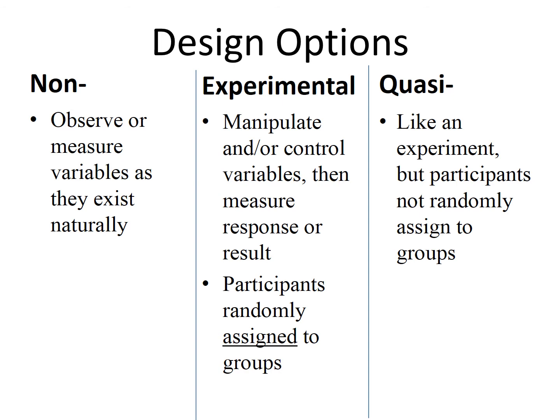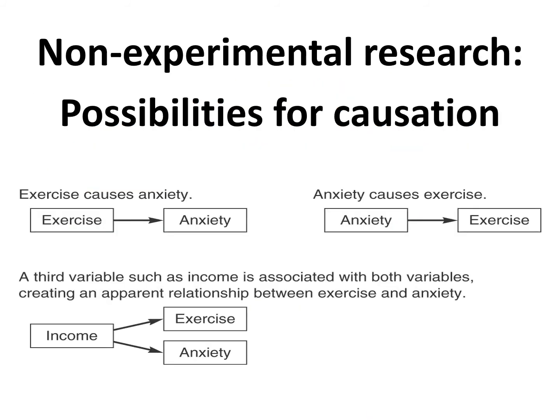Sometimes it's not possible or ethical to assign participants to different levels of a group, though. We call that a quasi-experimental design when it has the characteristics of experiments without random assignment. For example, if a researcher wants to study whether teenage smokers have higher levels of other risk behaviors, it wouldn't be ethical to assign teenagers to smoke.